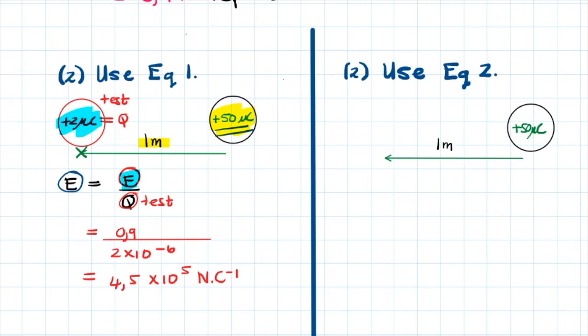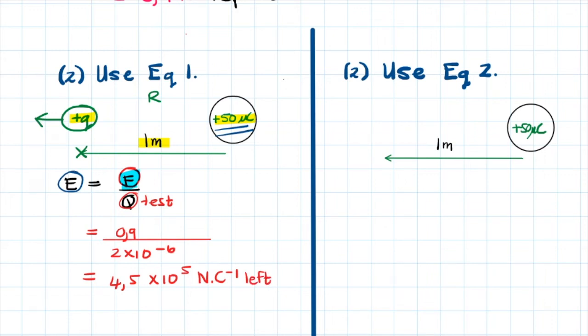Now, we only have the magnitude of the electric field. We still need to determine the direction. Remember, we define the direction of the electric field as the direction in which a positive test charge will move when it is placed inside of that field. This positive test charge is going to experience a force of repulsion as a result of the positive 50 microcoulomb charge. Positive repels positive. So the positive test charge is going to be pushed to the left in this electric field. And therefore, the direction of the electric field is going to be towards the left.